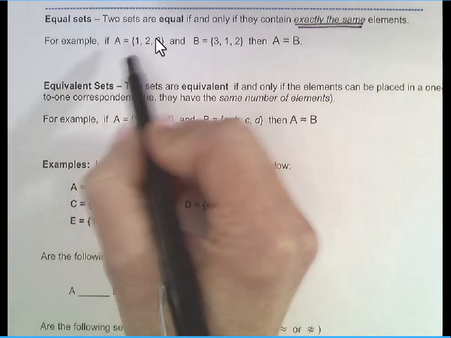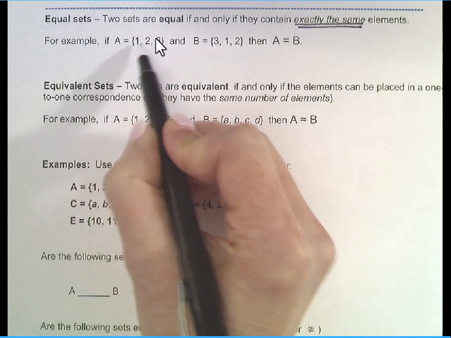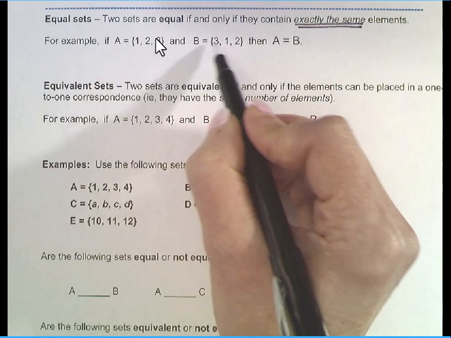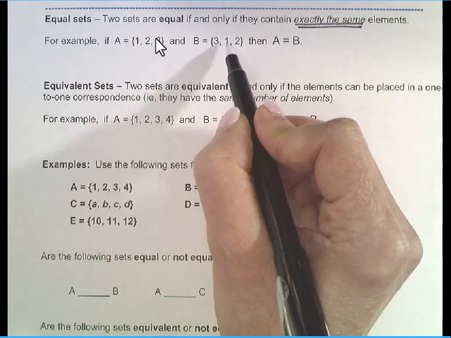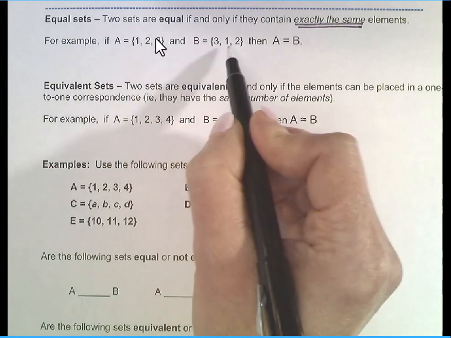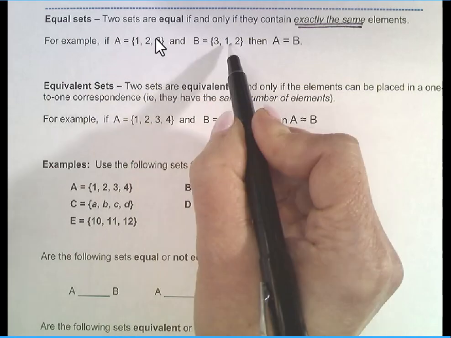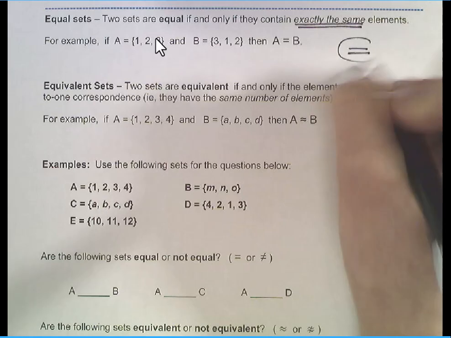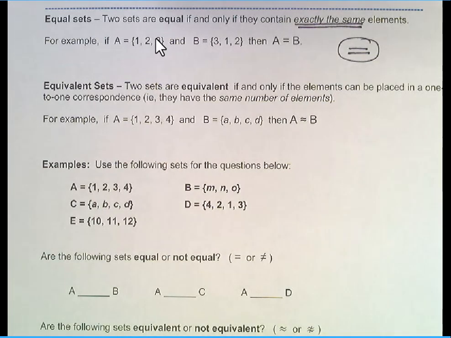So if we have this set A, which contains 1, 2, and 3, those are the elements 1, 2, and 3. And then we have set B, which also contains the same elements 1, 2, and 3, then we say A and B are equal. The order does not matter, right? It doesn't matter what order they're standing in, it's still the same group of numbers. So we always use this symbol for equals, and it literally means equals.